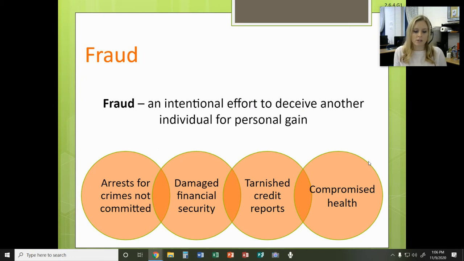Starting with the first definition: what is fraud? It is an intentional effort to deceive another individual for personal gain. And this could affect you by causing you to be arrested for crimes that you have not committed. It can damage your financial security, tarnish your credit reports, and also compromise your health because of stress.